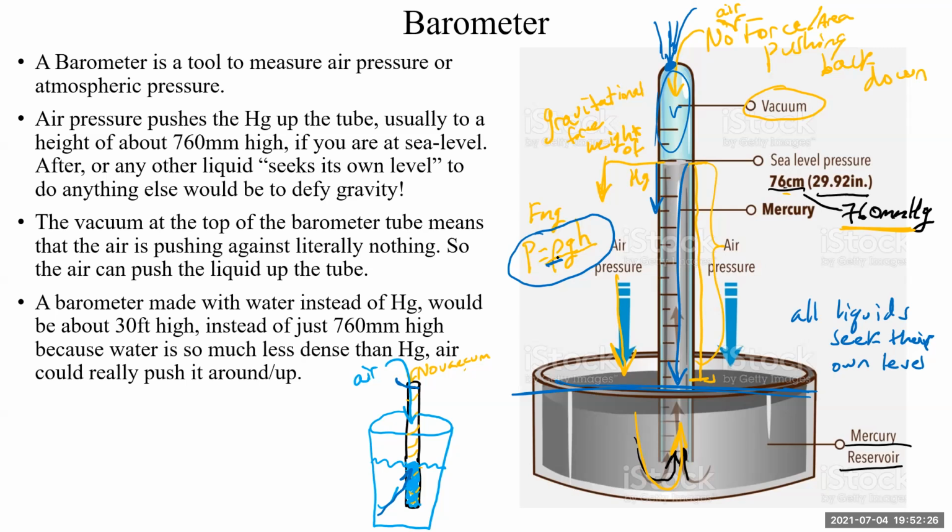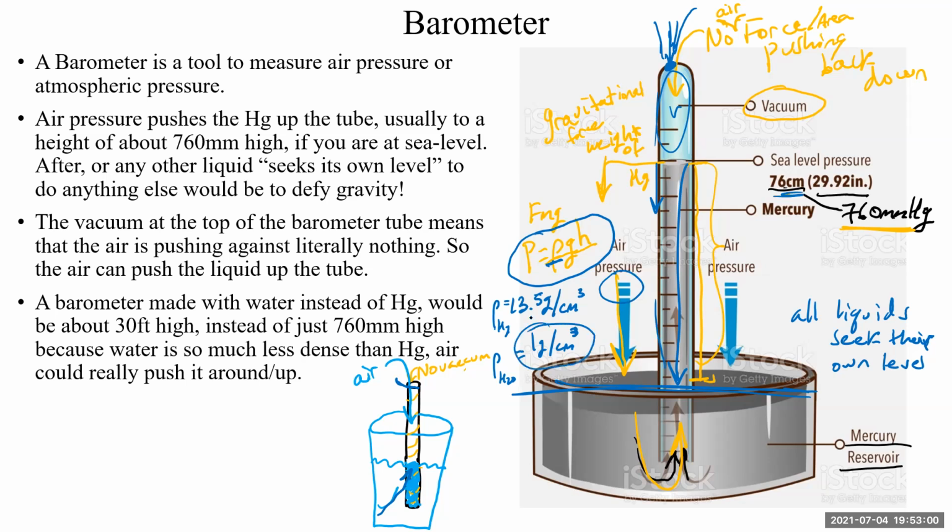Mercury's density is 13.5 grams per cubic centimeter, or per milliliter. That's the rho, or the density of mercury. The rho, or the density of water, is 1 gram per cubic centimeter. What does that mean? That means that the mercury is much heavier. Therefore, the force of the air is only able to lift the mercury about 76 centimeters.